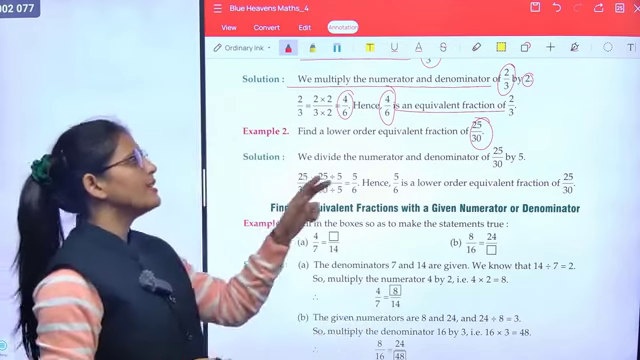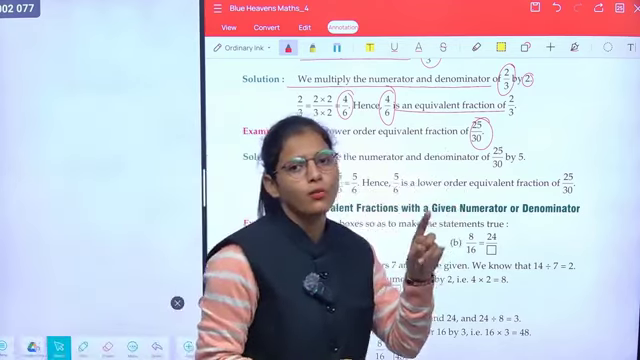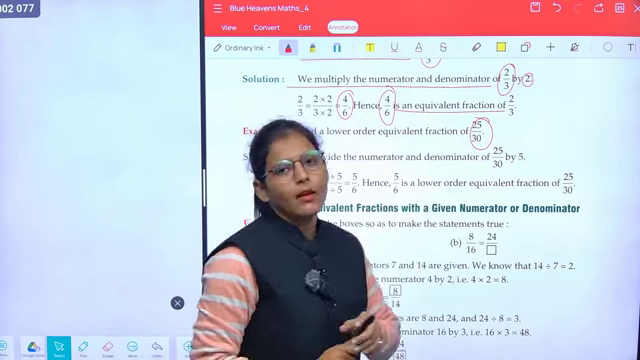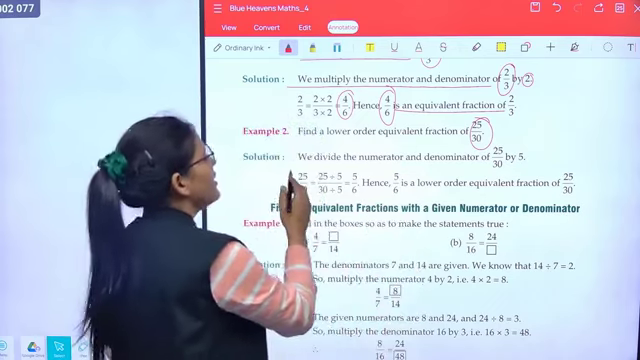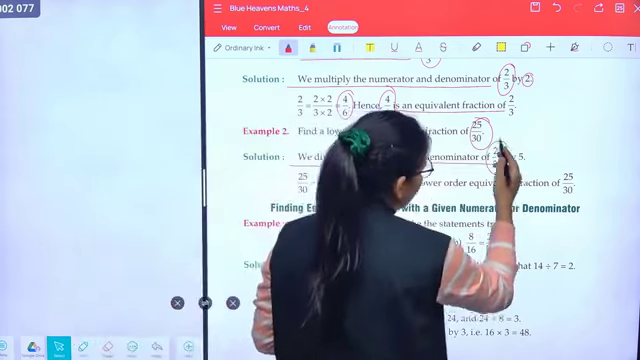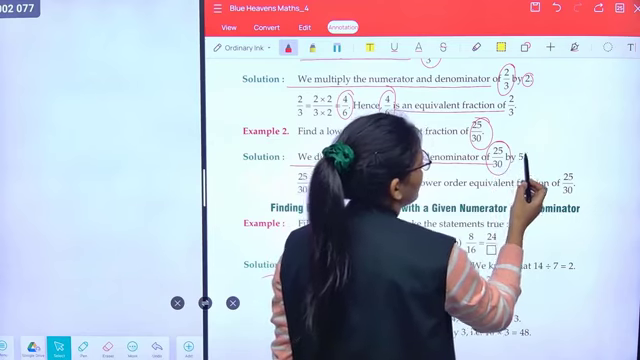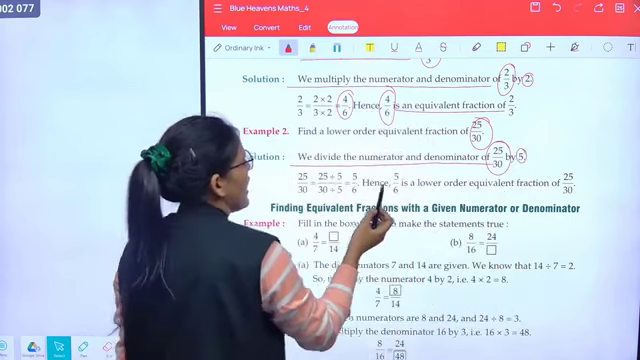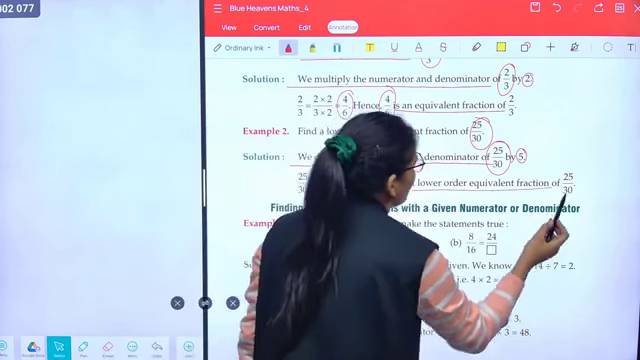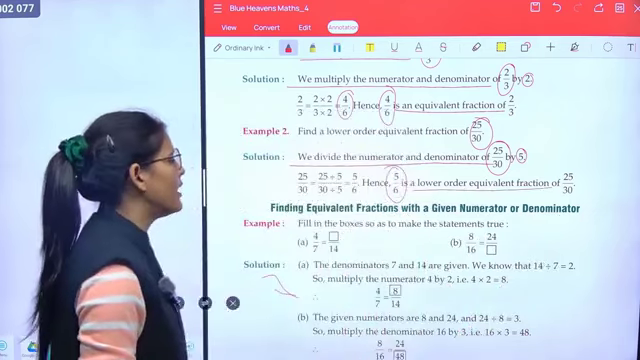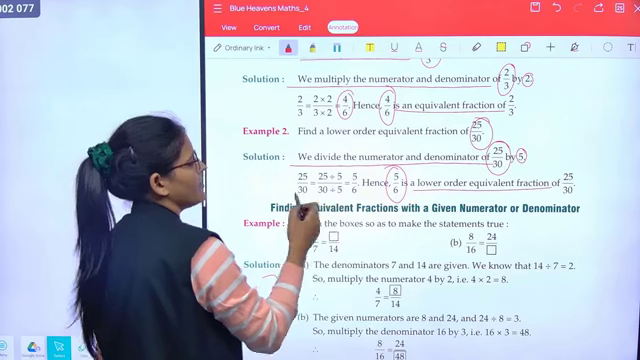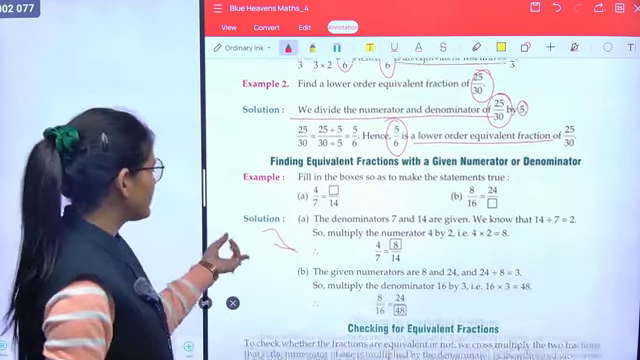Class, now we will divide it by a table in which both these digits come, that is 5. We divide the numerator and denominator of 25/30 by 5. See, hence 5/6 is the lower order equivalent of 25/30 because 5 5s are 25, 5 6s are 30.